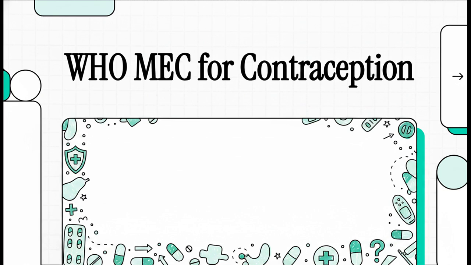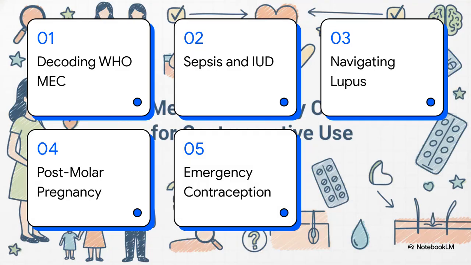We're going to break down some seriously complex medical conditions to see exactly how the WHO guidelines navigate that tricky balance of risk and safety. Think of today's session as our clinical rounds. Here's our patient chart for the day. We're going to start by decoding the MEC itself, handle sepsis with IUD restrictions, navigate the complexities of lupus, review post-molar pregnancy guidelines, and wrap up with the repeat use of emergency contraception.